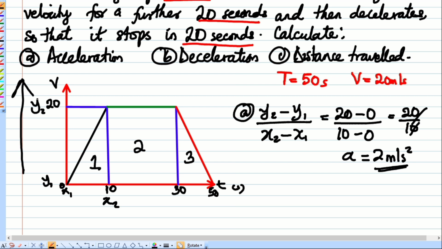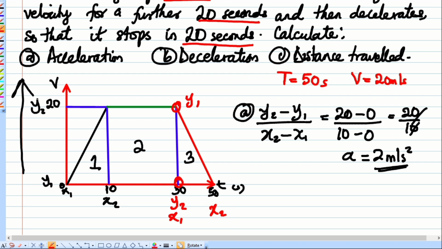Now the next one is deceleration. Deceleration is on the third part of the journey because that's when the car starts slowing down. So for deceleration, we're going to mark the points again. When the car is decelerating, we are starting from this point to go down. That will be our y1, which you can see the value is 20 there. And our y2 will be at this point, where the velocity is 0, because for the car to come to rest, velocity has become 0 again. Then x1 will be just at 30 there, and this will be our x2.